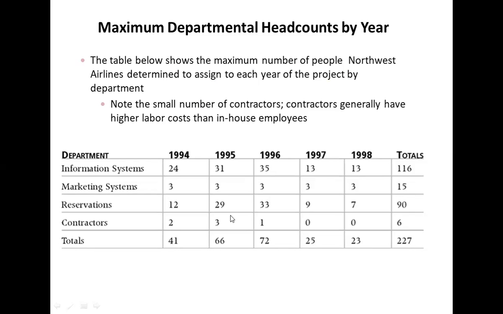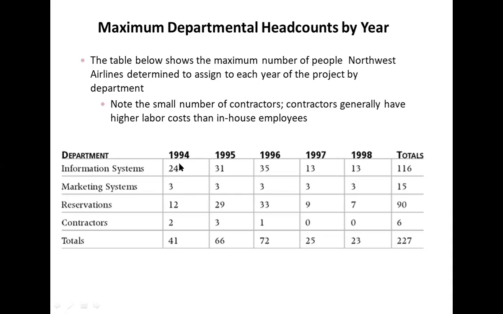So there's an example given, or a sample given. This shows you the maximum number of people Northwest Airlines determined to assign to each year of the project. Okay. So you can see how the project manager has assigned people into the departments, from the departments, okay?